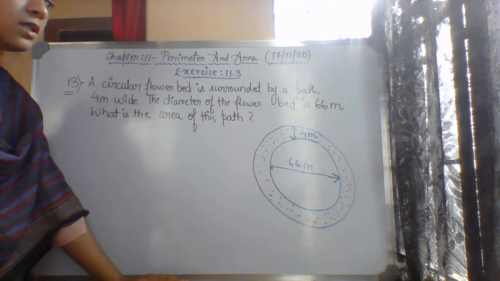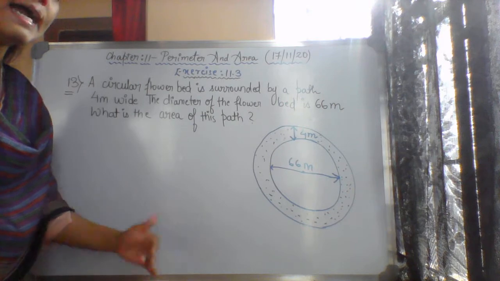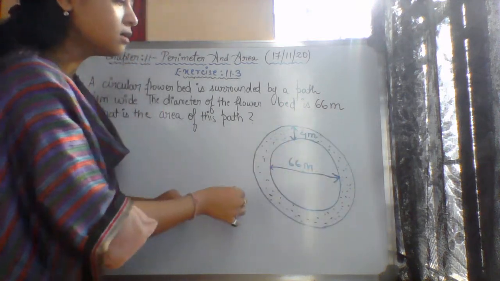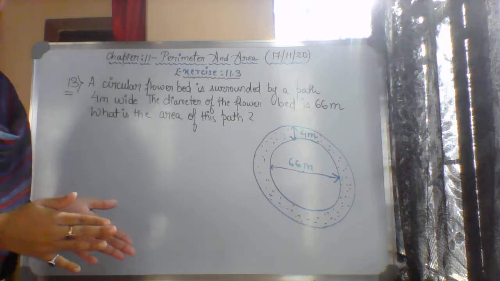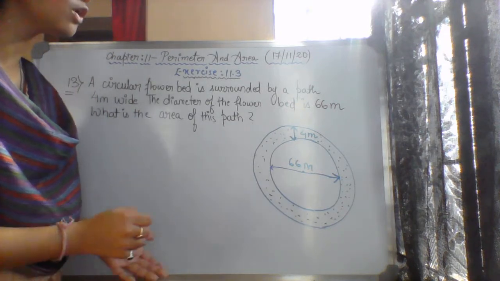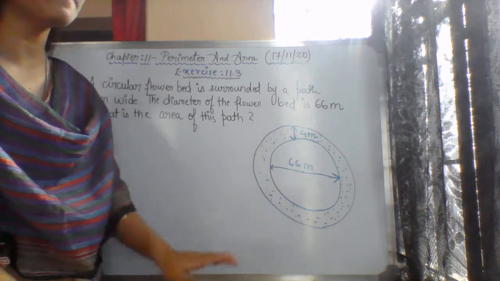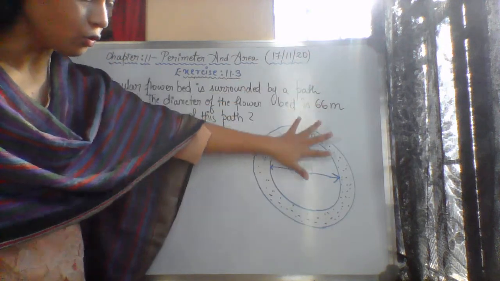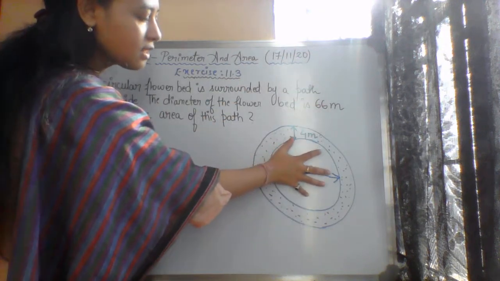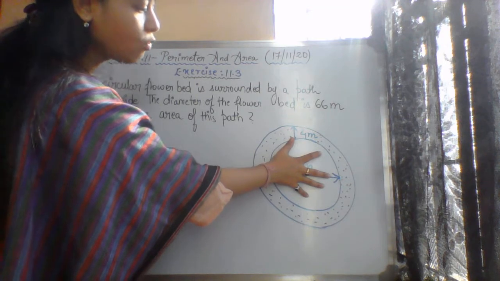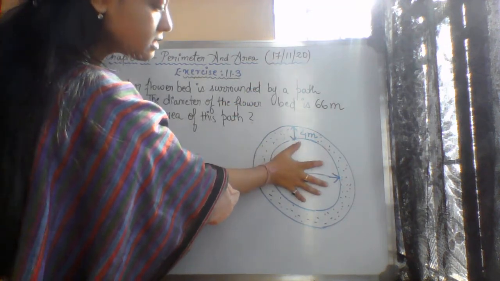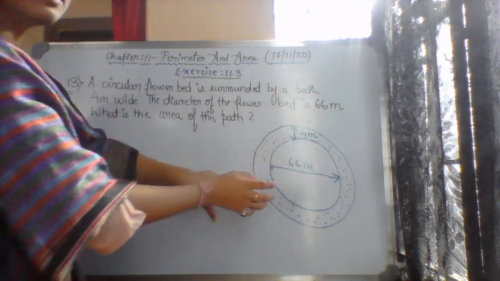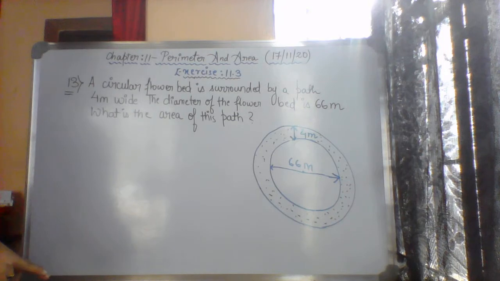How? Yes, that concept only you apply. How to find out this shaded part area? Just going to the basic only. Just question yourself, how to find out the shaded part? How you used to solve this question? Total area minus this circle area, flower bed area. So what you will get? Area of the path. So very simple, that concept we will apply here.